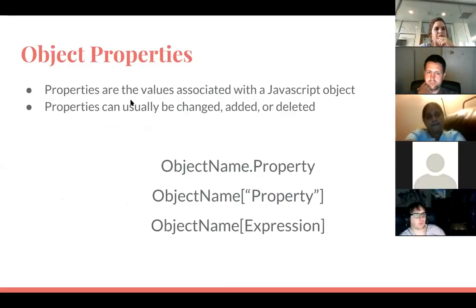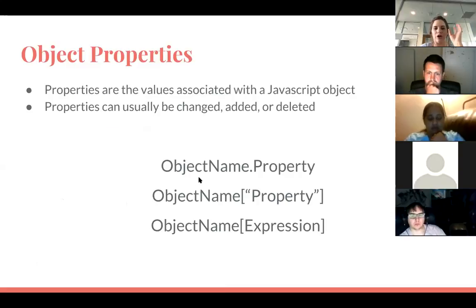Object properties are the values associated with a JavaScript object. Usually, not always, since sometimes they have read-only properties, but for the most part, you can change, add, or delete properties. And these are three different ways that you can reference them.